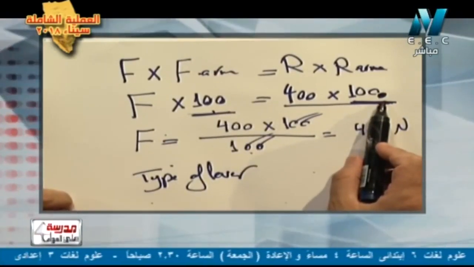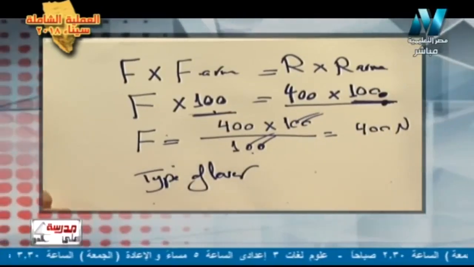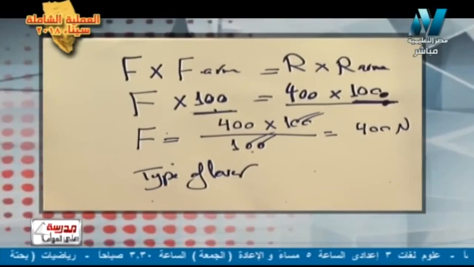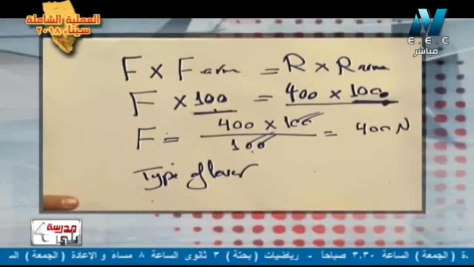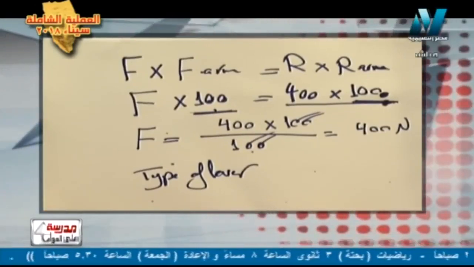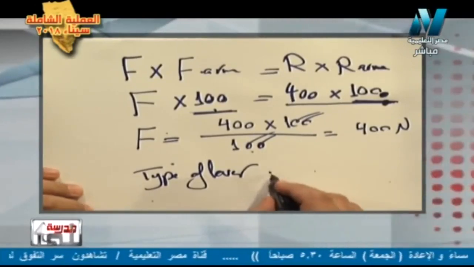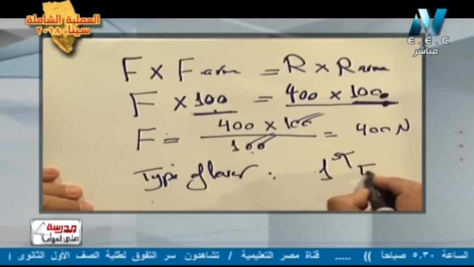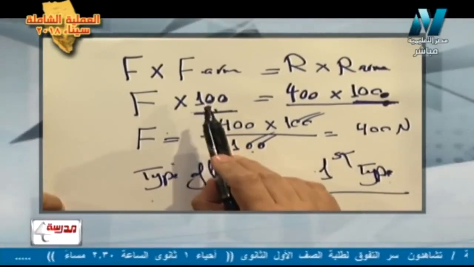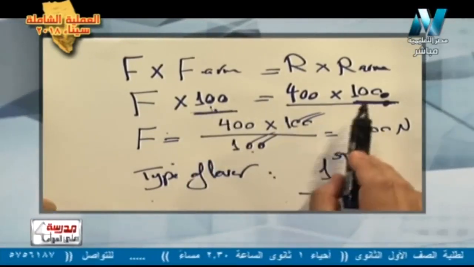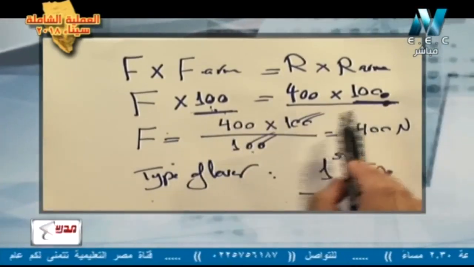Now here the effort force arm is 100 centimeter, and the resistance arm is 15 centimeter. So it will be a first class lever, because the problem says in the second line the length of the force arm of a crowbar, and we know the crowbar is first type. So this lever is first type. Why? Because it has the effort force arm equal to the resistance arm. But if the effort force arm is more than the resistance arm, it will be second class lever.